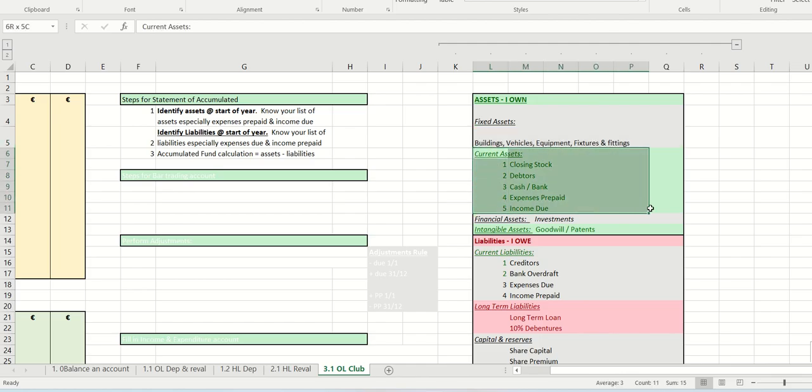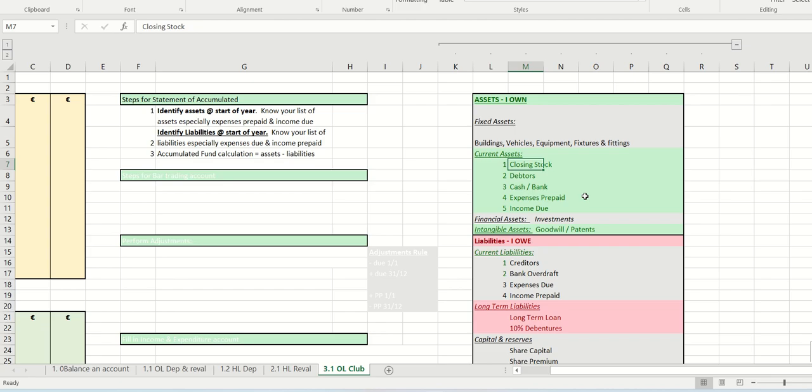Current assets, I want every single person on this meeting to learn your current assets in this order and always put them in this order. That will ensure that you don't forget anything. So we're going closing stock, debtors, cash and bank, expenses prepaid, and income due. Expenses prepaid example would be insurance prepaid, and not wages prepaid, but advertising prepaid, anything like that.